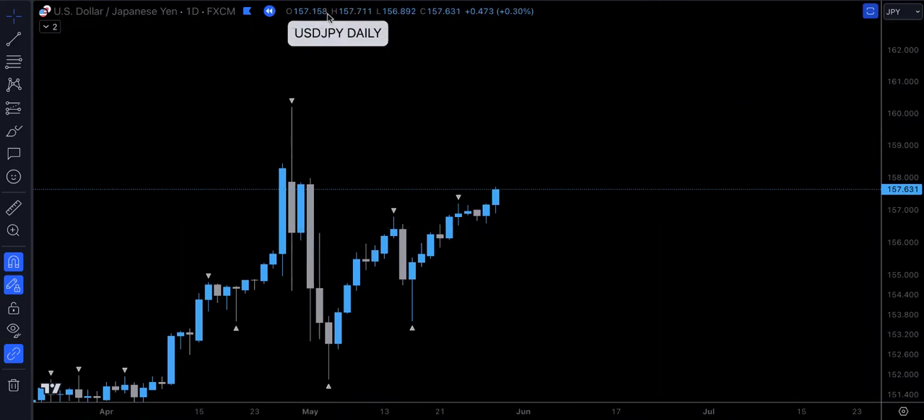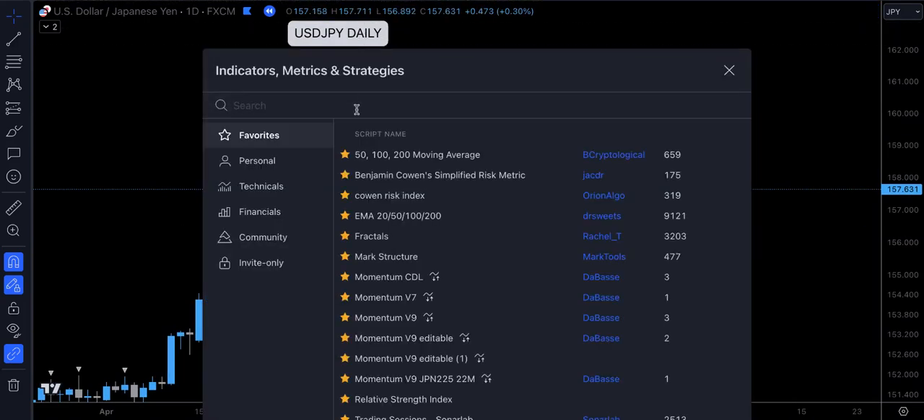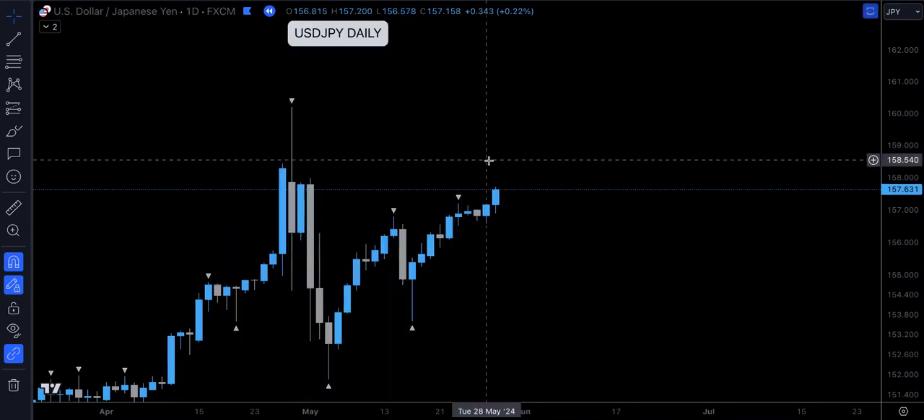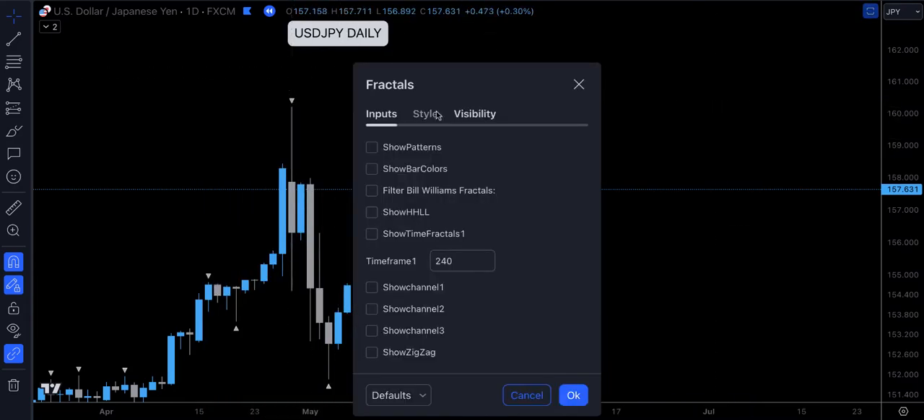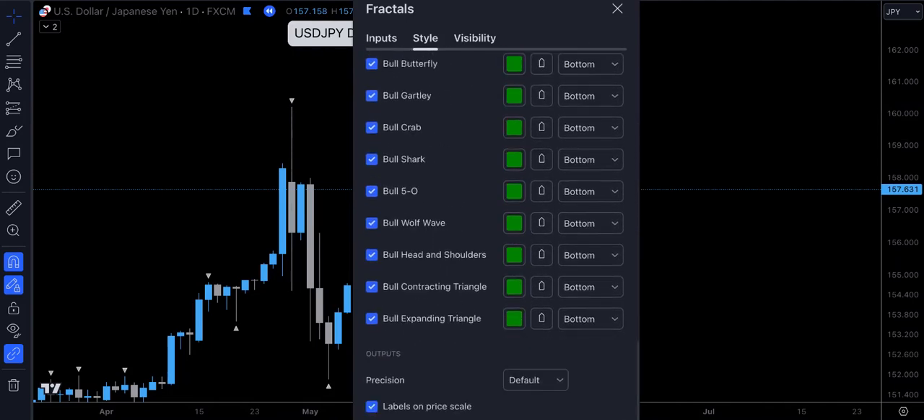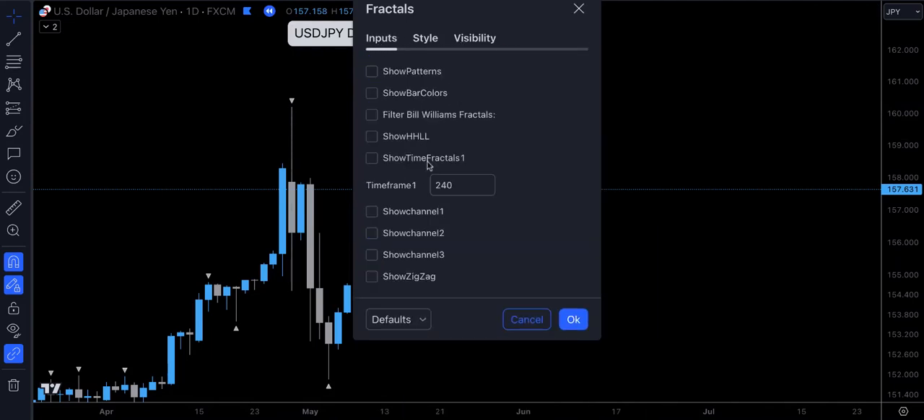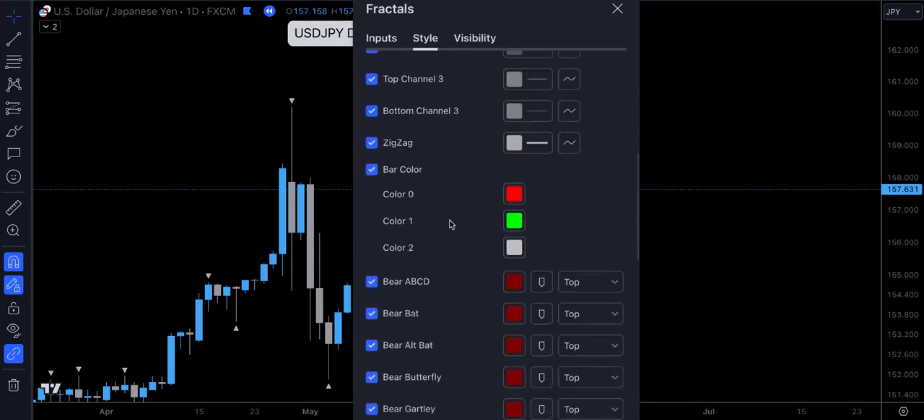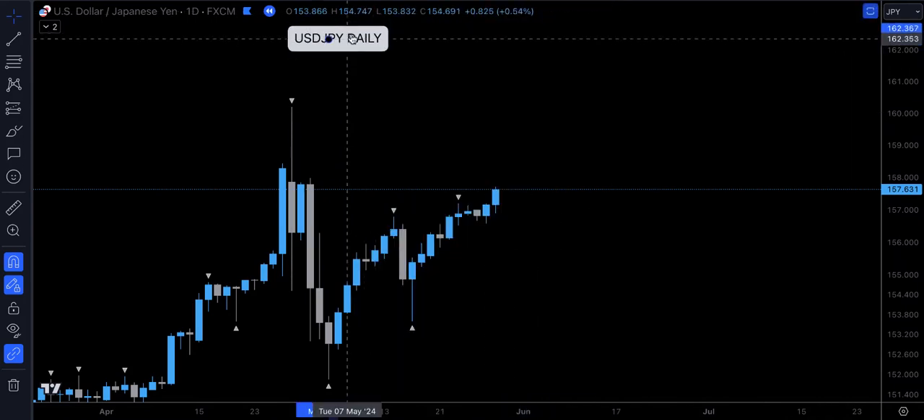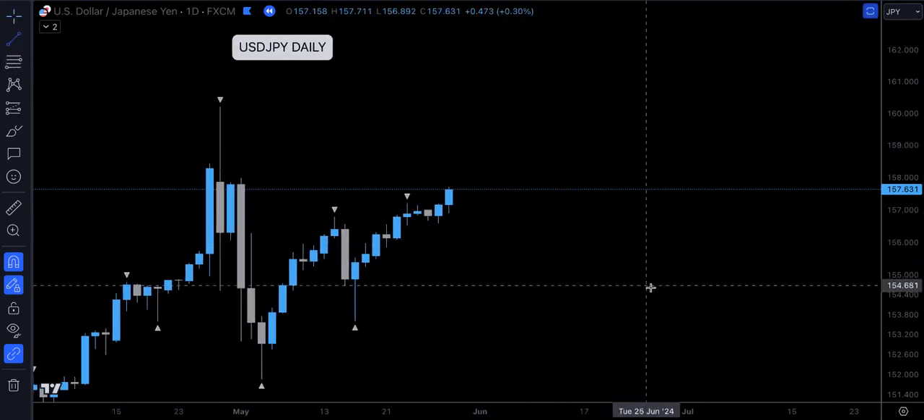What you want to first do is head over to your chart's indicators tab at the top of your screen and type in fractals. It's this one by Rachel_T. You can use any fractal indicator, however this is my favorite. If you apply that to your chart, you guys have asked what the settings are, and everything is on default. I haven't changed anything. All I've done is change the colors, I've made them white.